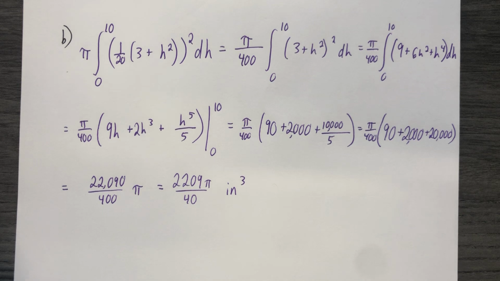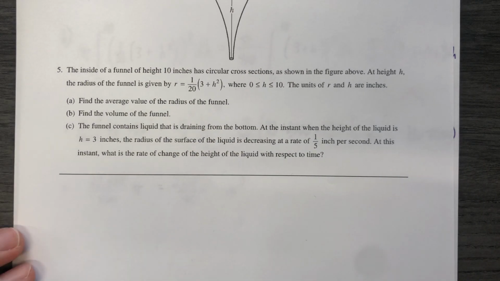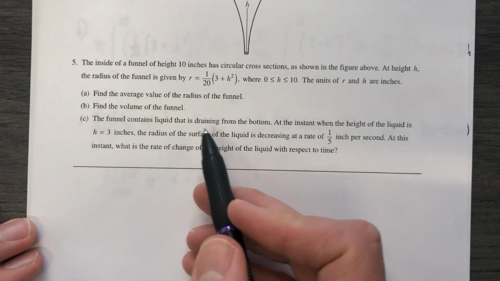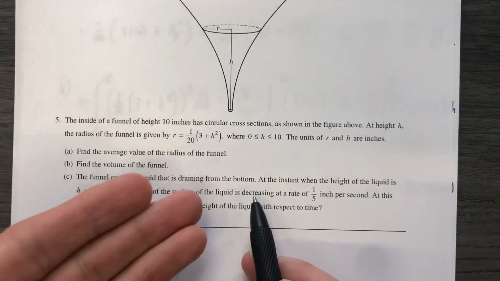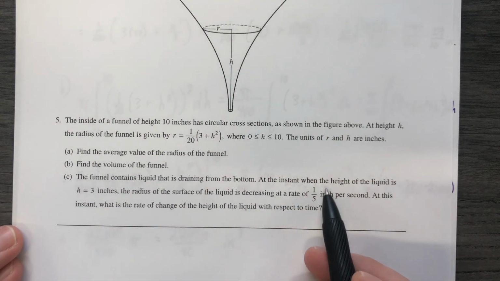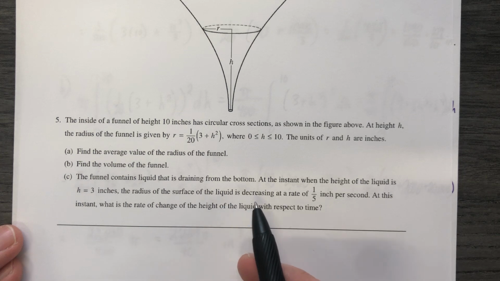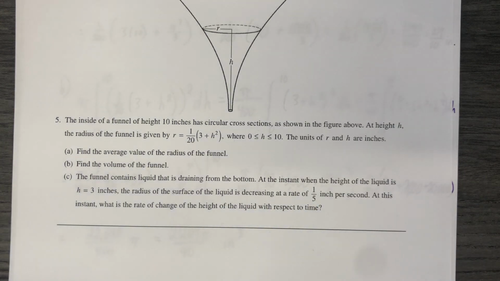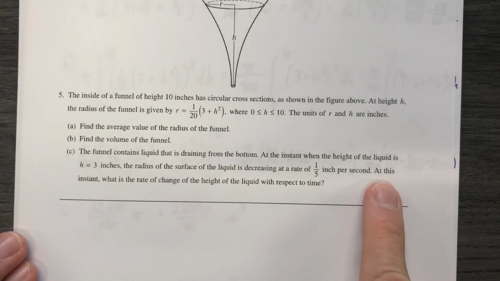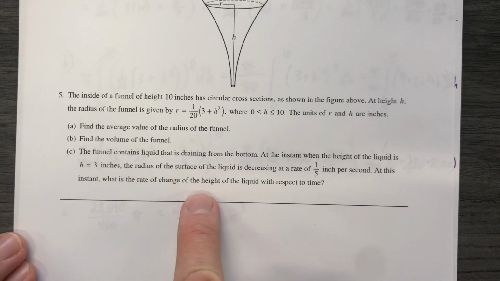Okay, part C is much easier than it sounds at first. So let's read it very carefully and write down some stuff that we know. The funnel contains liquid that's draining from the bottom. Okay, so it's losing its volume. At the instant when the height of the liquid is h equals 3 inches, the radius of the surface of the liquid is decreasing at a rate of 1/5 inch per second. All of a sudden, I'm triggered, not in a bad way, but I'm triggered to start listing everything I know. And then as I keep reading, at this instant, what is the rate of change of the height of the liquid?